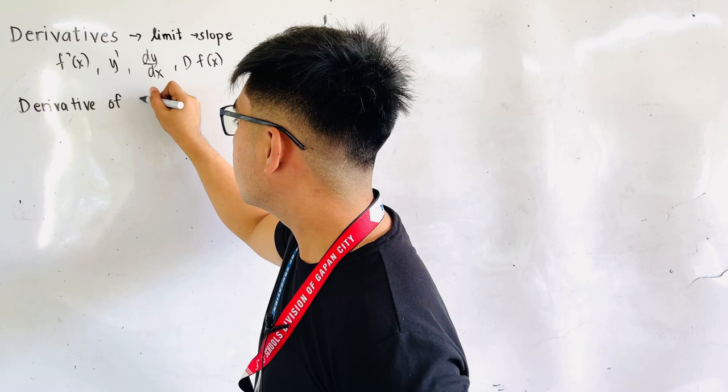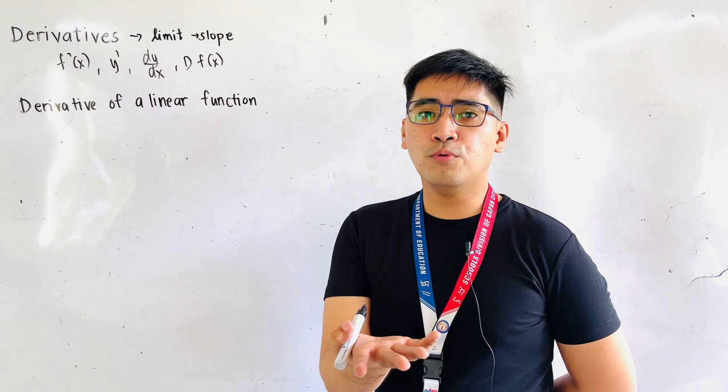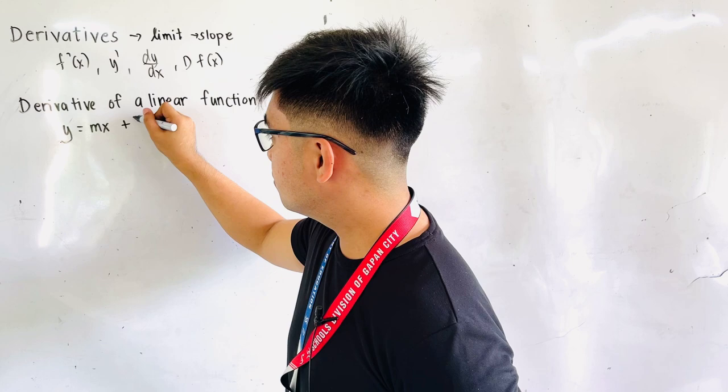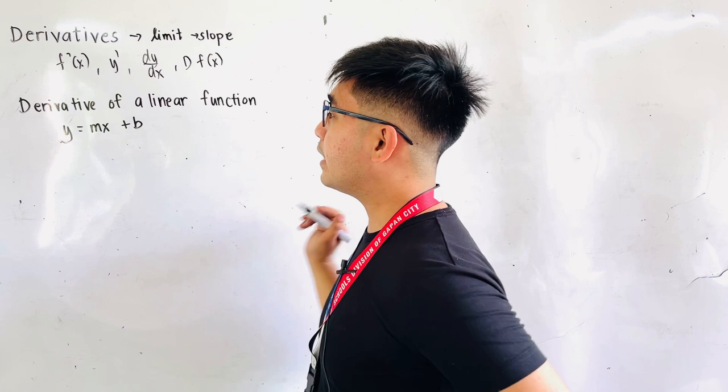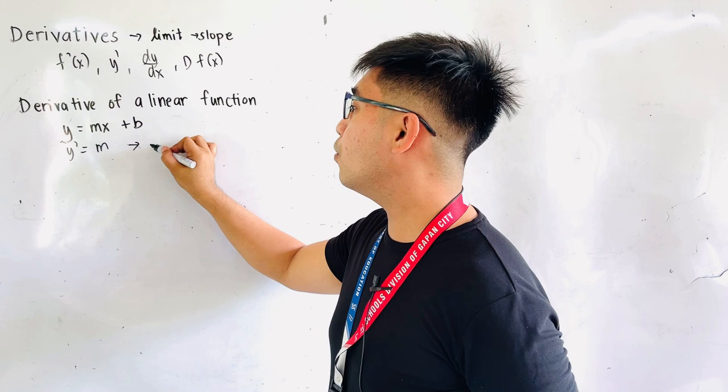So, when we're dealing with the derivative of a linear function, let us first go back to what we have learned from algebra: the equation of a line. Therefore, we have here y is equal to mx plus b, wherein it is a linear function. Remember that if we are getting the derivative of a linear function, we could say that y prime is equal to just m.